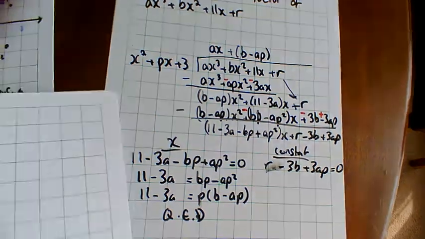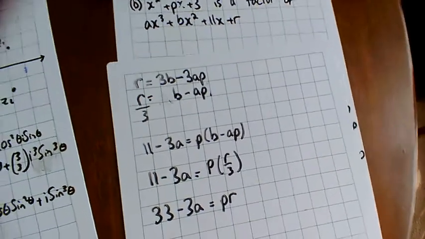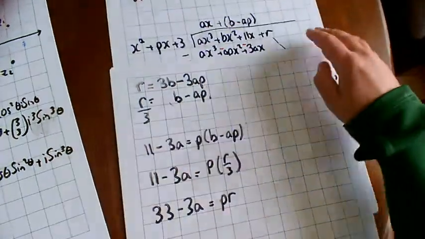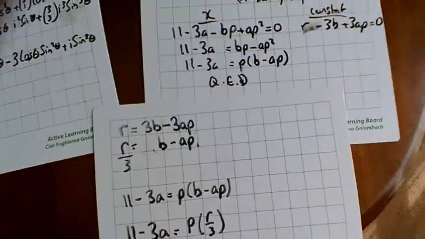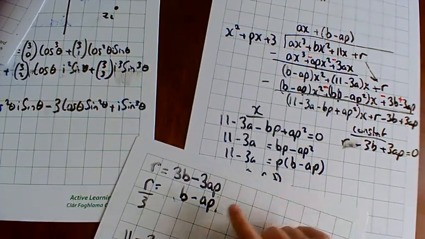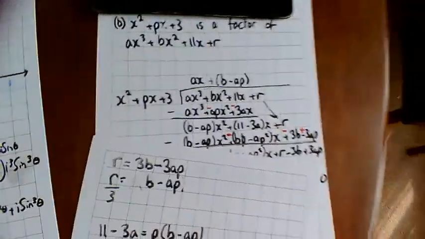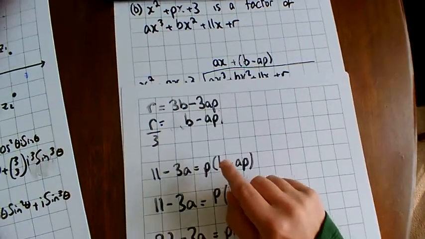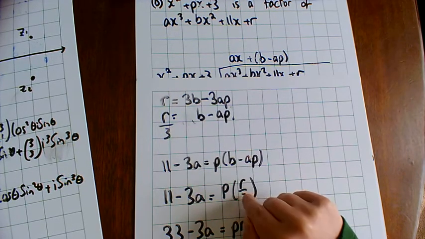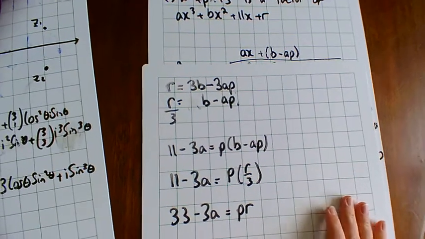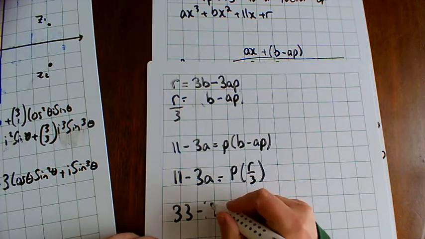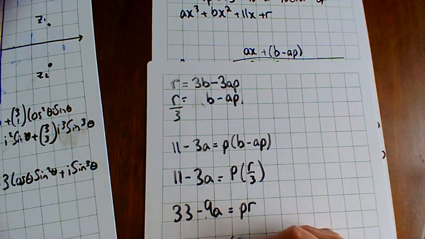So what I do with the constant side is I get r on its own, bring these across, and then I look back and I'm looking to get b minus ap. I'm looking to get rid of this b minus ap. So if I get that on its own, in terms of r, I end up with r over 3 is b minus ap. And then I go back to this, and instead of this b minus ap, I replace it with r over 3. And I keep looking back at what I'm asked to prove. If I multiply this 3 up here, sorry, that's a mistake, that becomes 9a equals pr, and that's what we're asked to prove.